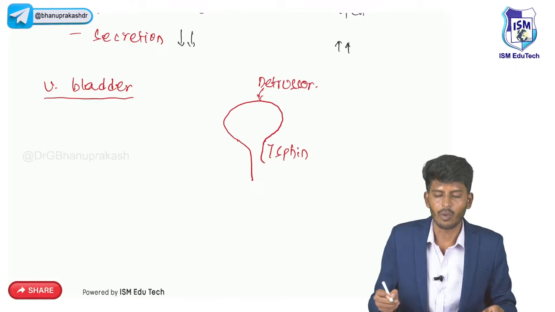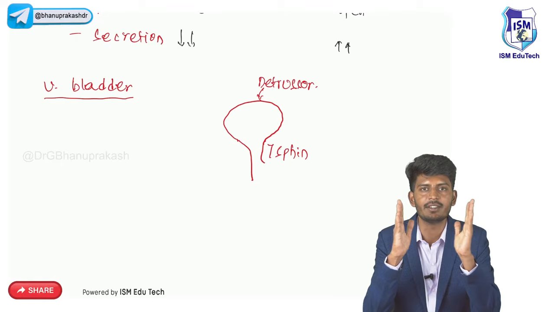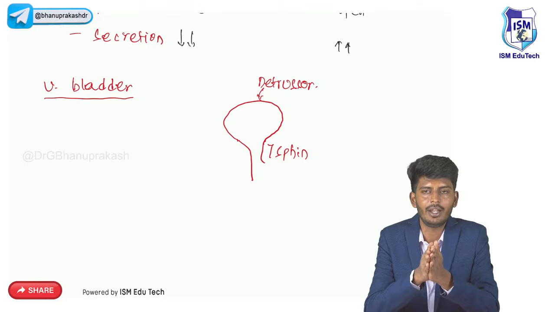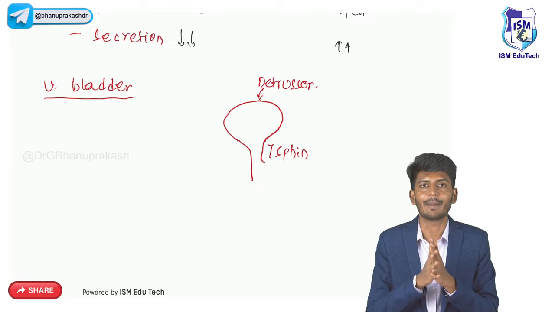Guys, when you're running, will you be able to urinate? Now, many people will be confused. I'll give a very easy way to understand. Imagine a situation where you walk near a toilet, but the toilet has a big line of 1 kilometer. Guys who are standing at the end will be jumping. Why will they be jumping? Because they're trying to activate their sympathetic nervous system.